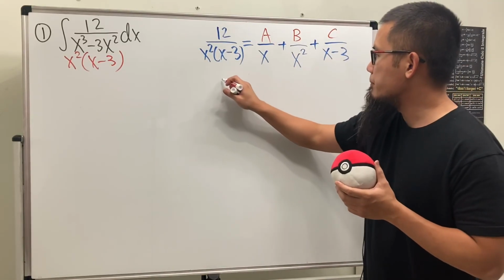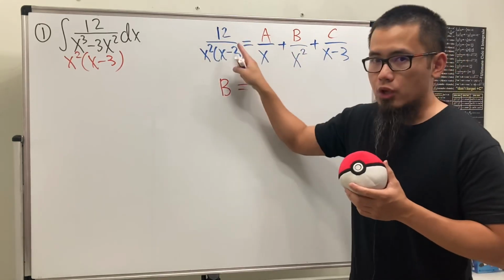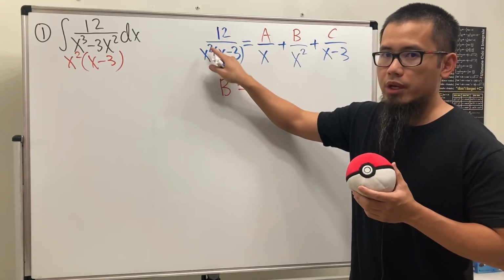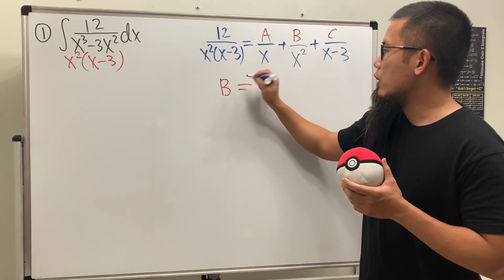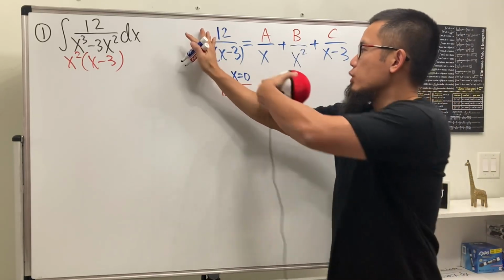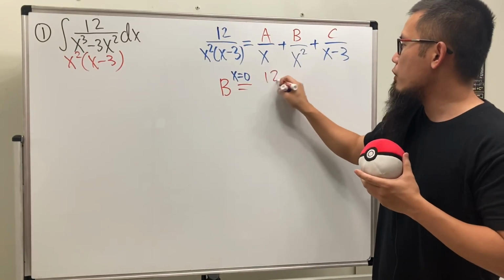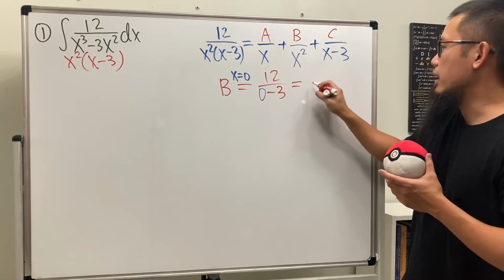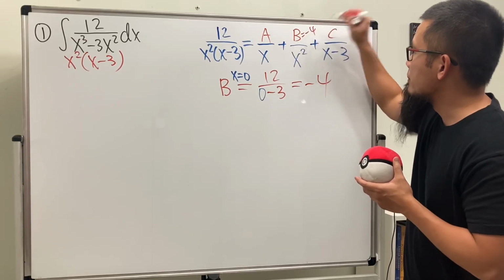So let's do b. Well, b is going to be equal to, we go back to the original and we cover the same denominator. And how can we make x squared equal 0? x has to be 0, right? So I'll just put down x is equal to 0. And we cover this up already. So we put the 0 into this x only. And we are looking at 12 over 0 minus 3. And that will give us negative 4. So b is equal to negative 4. And I think that's pretty good.